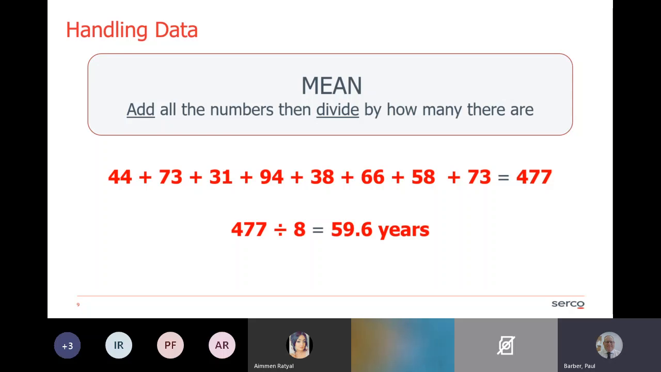So one thing you can do when you're working out the mean is just do a sense check. Does 59.6 years sound about right? And actually, if I look at those numbers, it probably does. If we'd guessed, we probably would have said mid to late 50s, just looking at the spread of numbers. So the mean includes all of the figures. You take all of the figures, add them together and divide by how many they are. And as I say, the mean is showing you the spreading out or evening out of numbers.